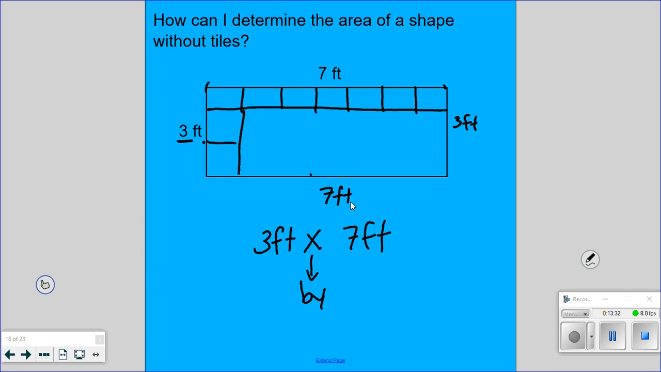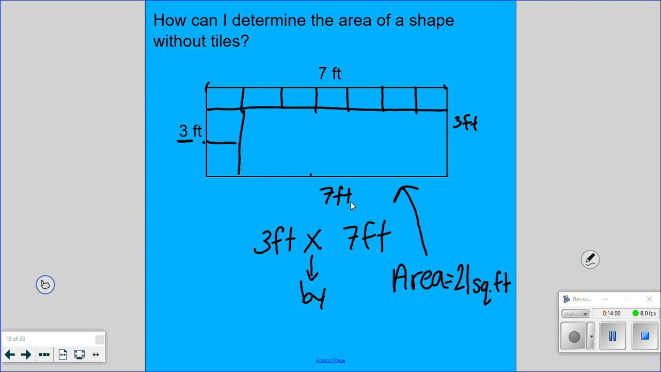Okay, Shelby? 21. So the area of this, we just figured it out, without having to count, is 21 square. What was the unit I was using? Feet. I'm using feet. Unit is what I'm measuring with. I'm using feet. So I've got 21 square feet.